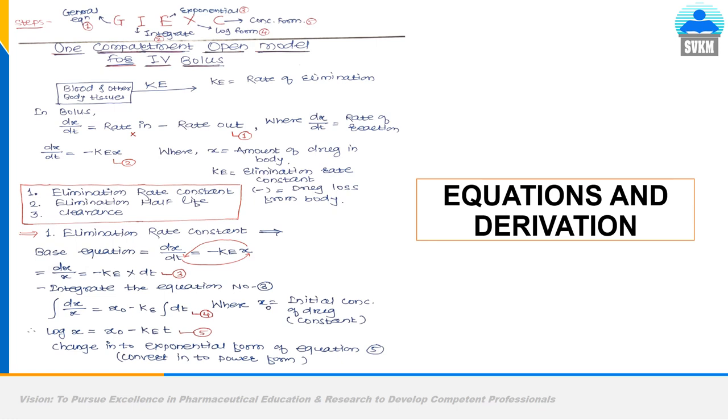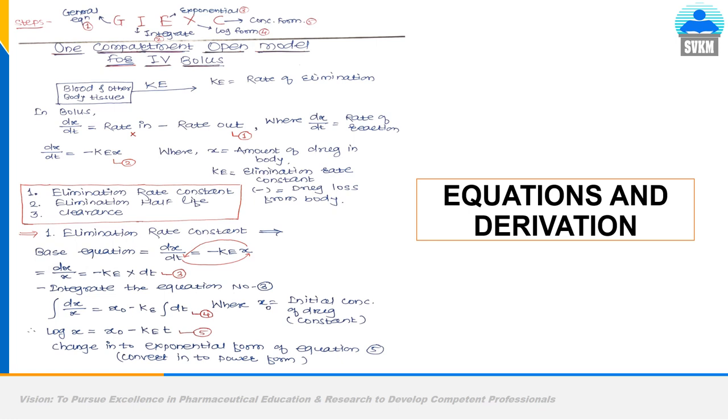Now we integrate equation number 3. Integrate dX/X from X0, minus Ke times the integration of dt, where X0 indicates the initial amount of drug, which is constant. If we take the initial amount as 500 mg, then this 500 mg is constant for all time. So during the integration, one term arises called X0.